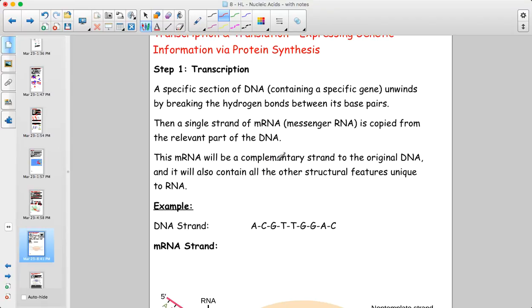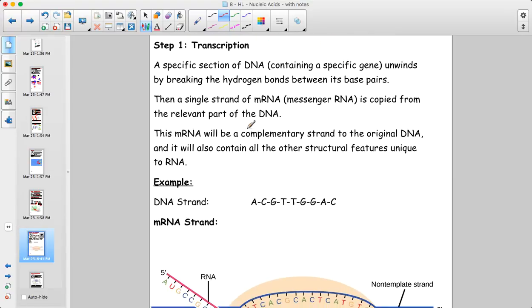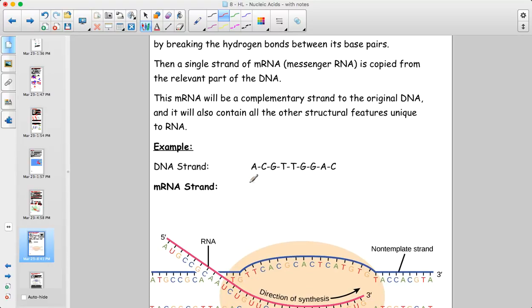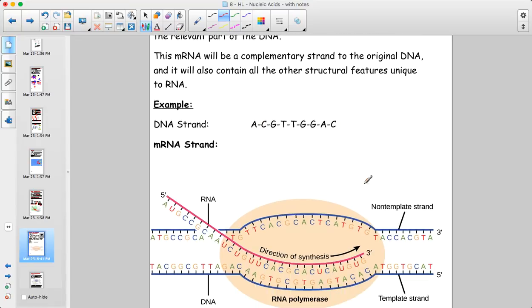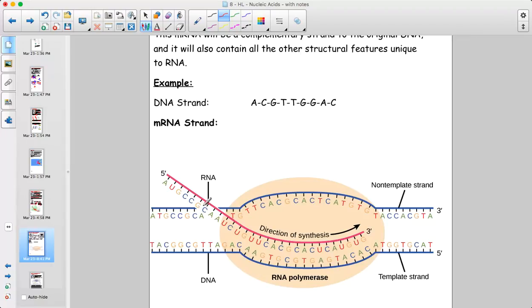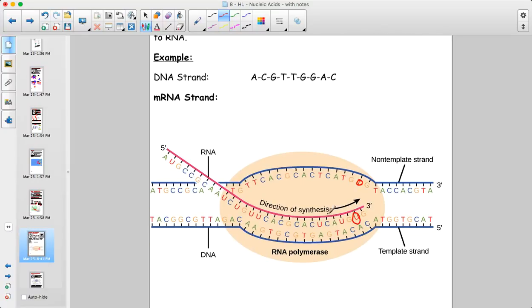So in transcription, a specific section of the DNA is unwound, again, by an enzyme like helicase, and the single strand of mRNA is copied. And so you can give yourself a try. Can you come up with the correct mRNA strand from this lettered sequence of DNA? It should be pretty simple. So it's just a single strand. It copies just like another strand of DNA would, except there are U's instead of T's. So that's like the main difference. Okay.